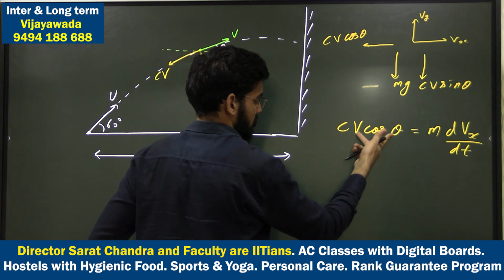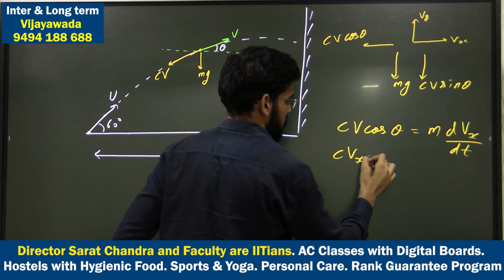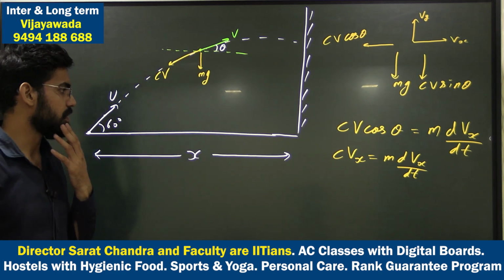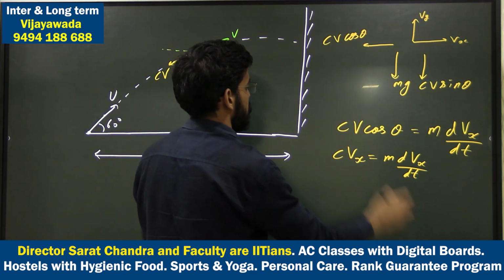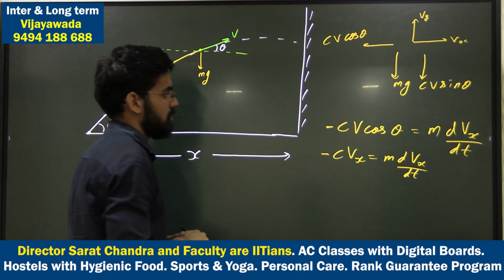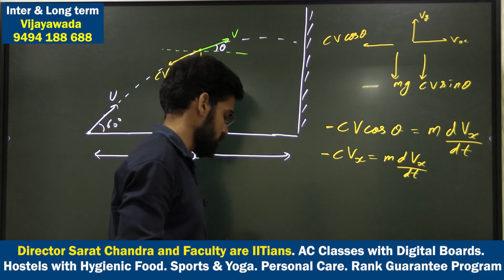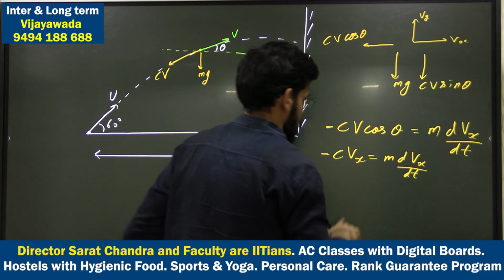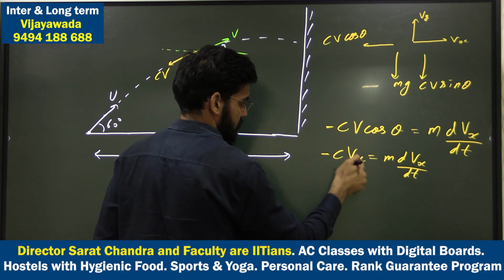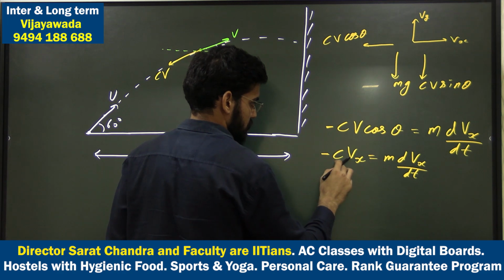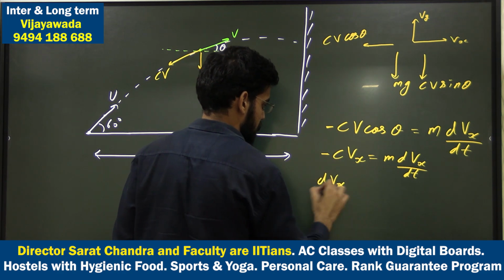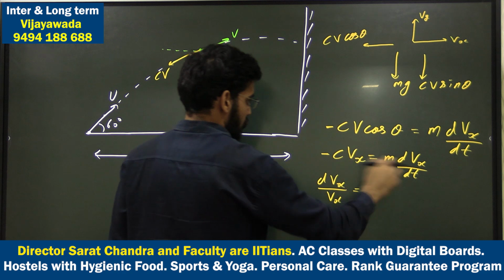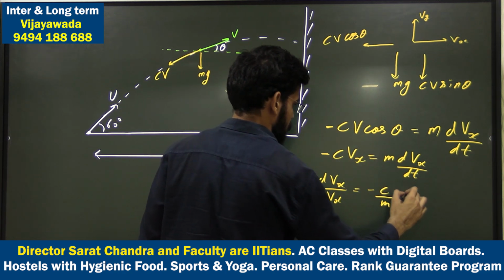So this is Vx only, na, V cos theta. So you can write down C into Vx equals m dVx by dt. Okay. So everything is in x direction only we are solving. Okay. And first of all, this is negative here. Okay. Net force equals mass into acceleration, but acceleration is opposite to the velocity. So velocity will reduce. So that's why. Okay. Now, what you do, Vx that side, dt this side, so what you have, dVx by Vx equals minus C by m into dt.